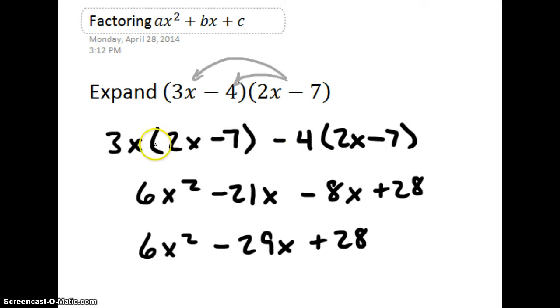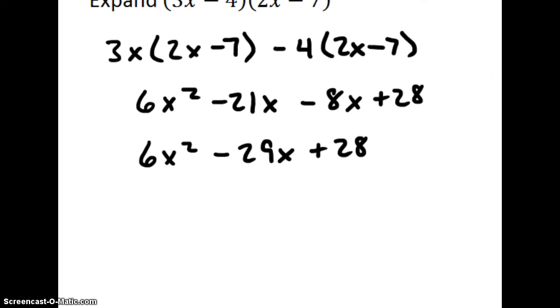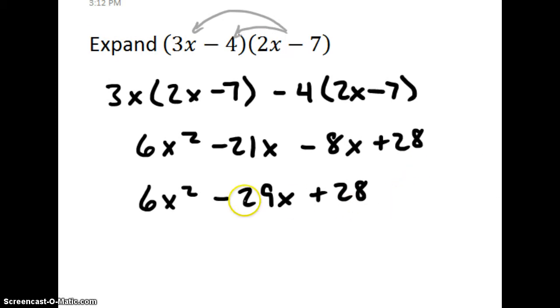Then from there we can left distribute, and we get 6x squared minus 21x minus 8x plus 28. And then from there we can combine like terms to get our final answer of 6x squared minus 29x plus 28. Now, we want to actually work the other direction. We want to start with 6x squared minus 29x plus 28, and then we want to factor that into 3x minus 4 times 2x minus 7.